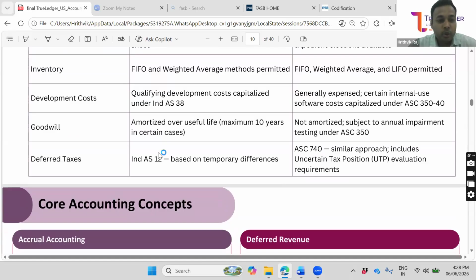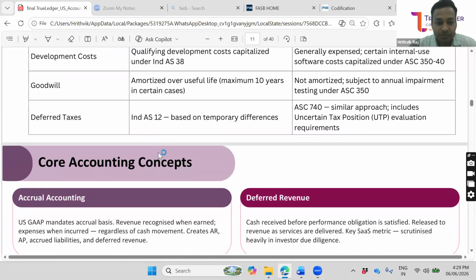Then here comes again the goodwill, which is amortized over the useful life, maximum 10 years. And what happens in US GAAP is that it is not amortized, but is subject to annual impairment testing under ASC 350.